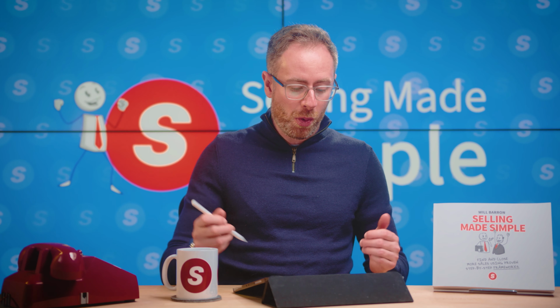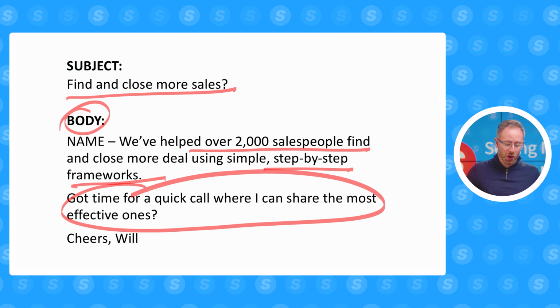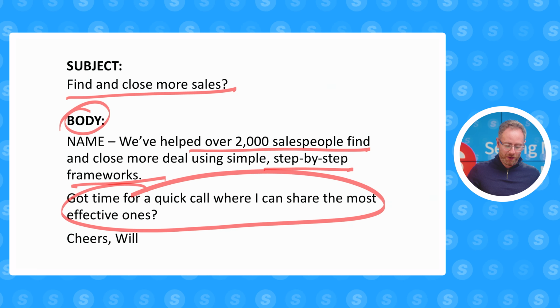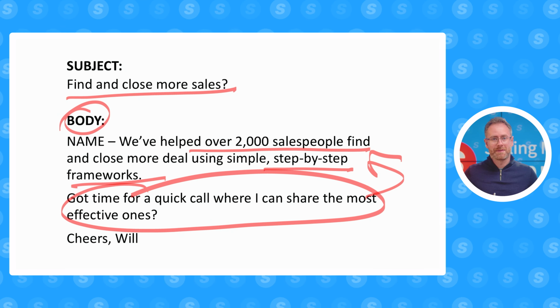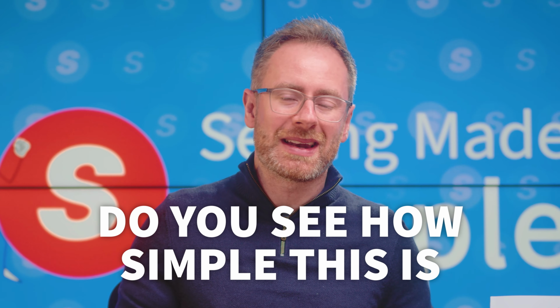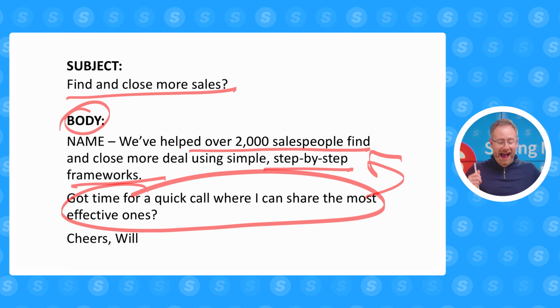And then we will wrap up the curiosity loop by giving them a call to action where they get to understand how it all works by saying, hey, have you got time for a quick call where I can share the most effective frameworks of this previous point here. So do you see how simple this is and how you can rapidly iterate cold outreach at scale?